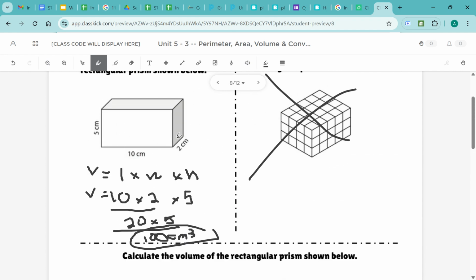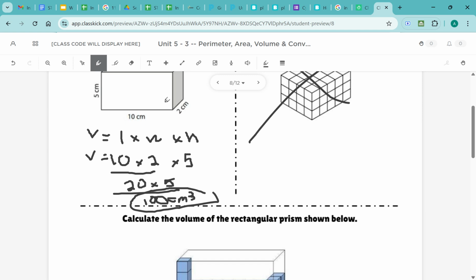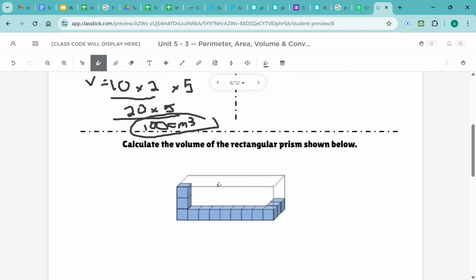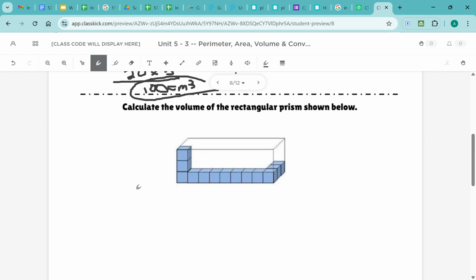Rather than it telling you 10, 2, 5, it'll stack 10 cubes this way, 2 cubes this way, and 5 cubes up, right? And you just kind of got to figure out what the shape would be if their cubes were all filled in. Okay, so we're going to use volume equals, this is a rectangular prism, so I'm going to use the formula length times width times height again. And then I'm going to plug in the numbers here.